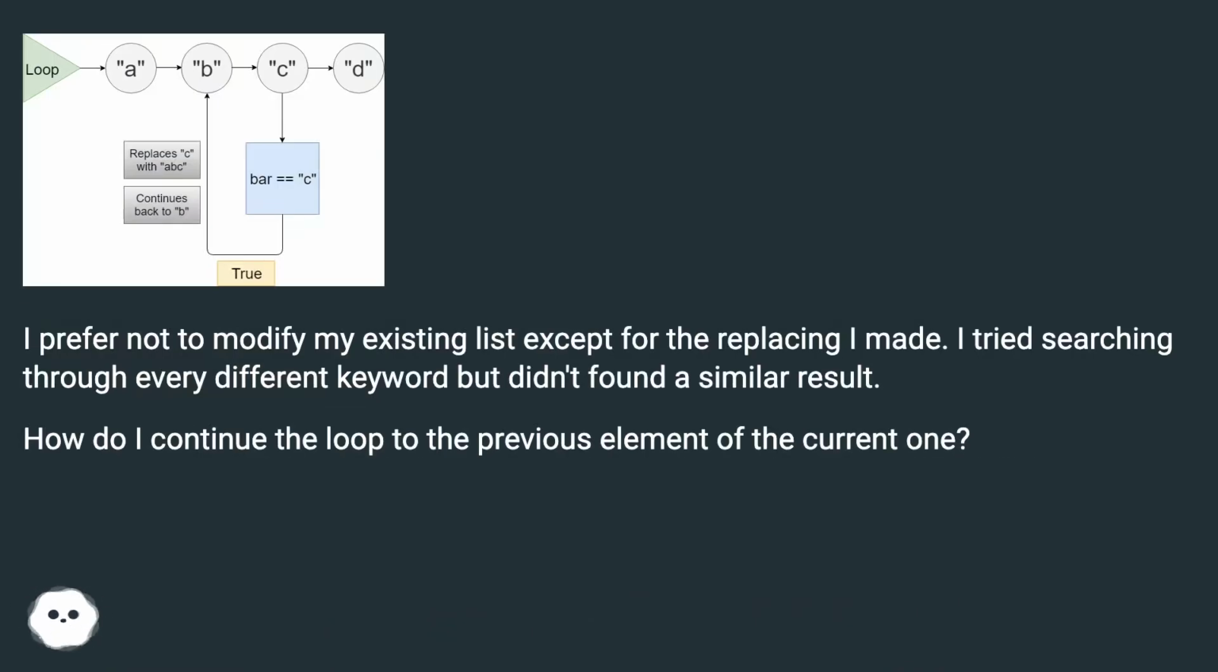I prefer not to modify my existing list except for the replacing I made. I tried searching through every different keyword but didn't find a similar result. How do I continue the loop to the previous element of the current one?